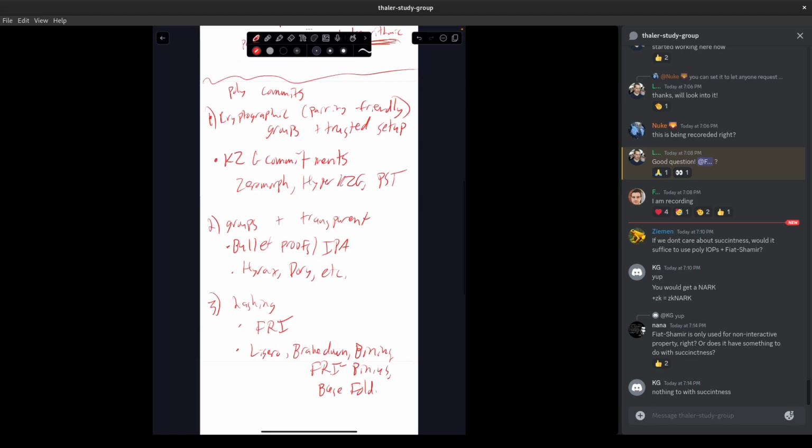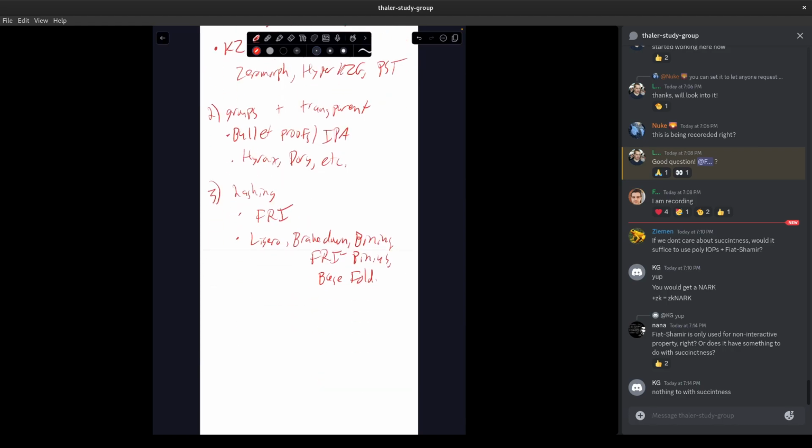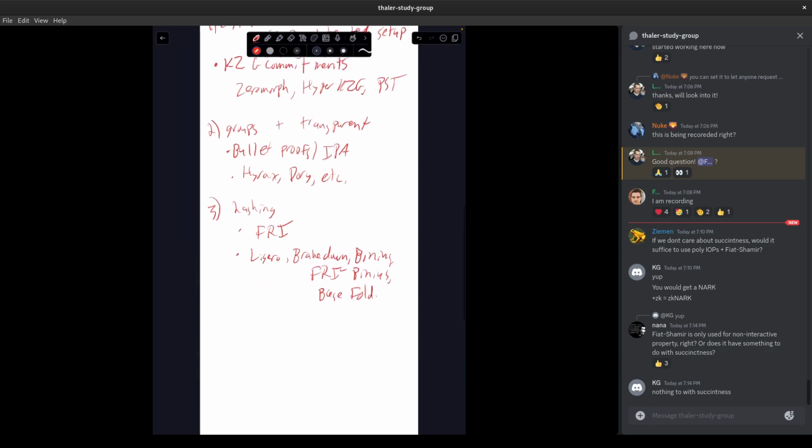So, three categories, broadly speaking, of PIOPs, three categories of polynomial commitments, and whatever choice you make for your PIOP and your polynomial commitment is going to give you some kind of trade-off between prover time and verifier costs, and whether or not there's a trusted setup, and is it post-quantum secure, and so on. You make your choices, and you'll get your SNARK. Okay, so that's my summary.